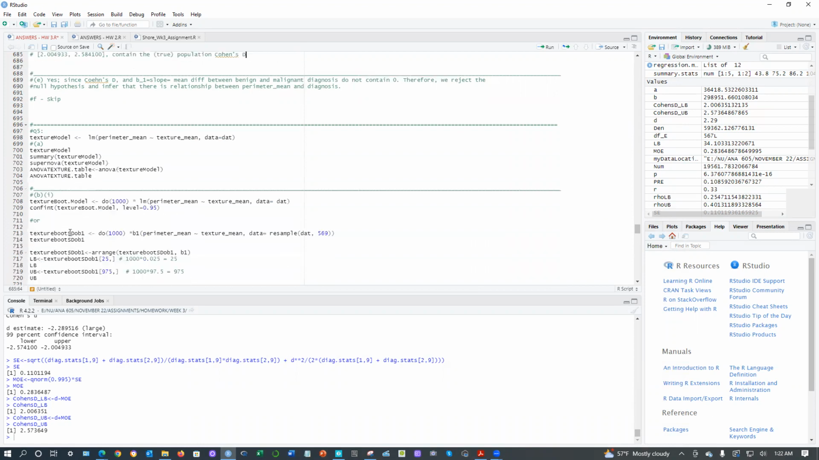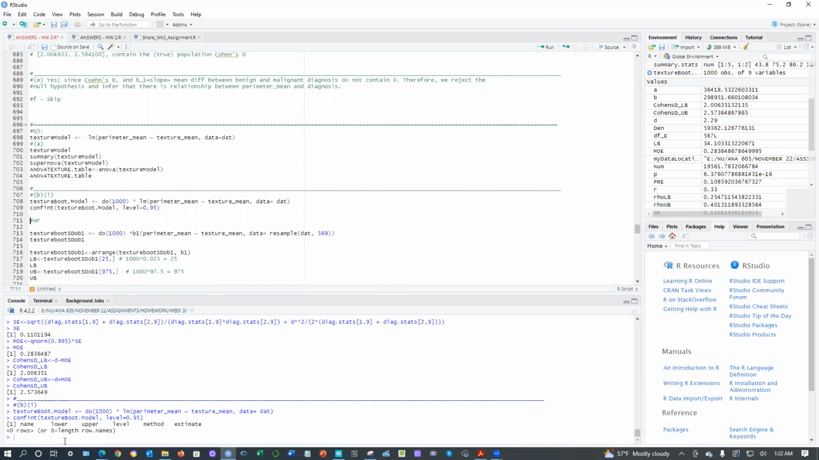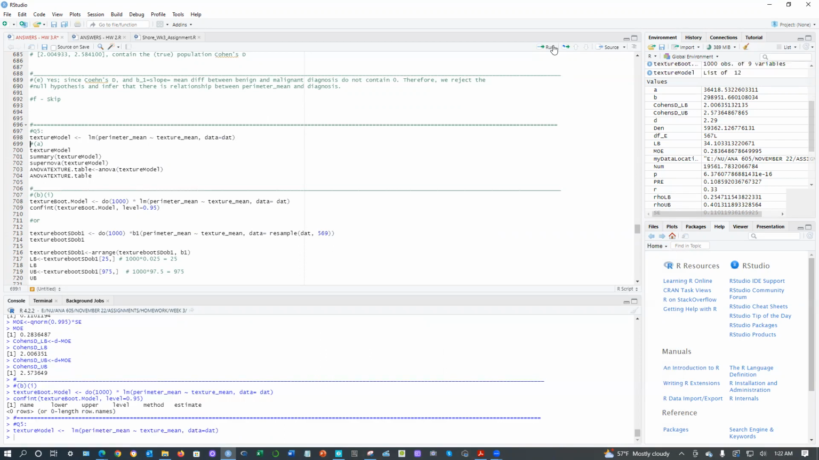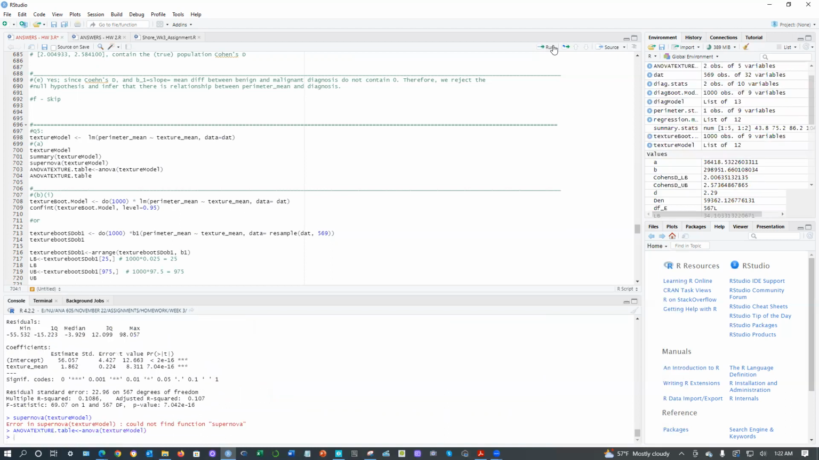Then, find the linear model with perimeter mean as the outcome and texture mean as the explanatory variable. See? Okay. Then confint will give you pretty much all the information that you really need. This one, texture. Okay. Summary, supernova.